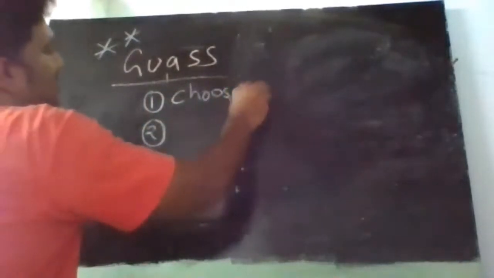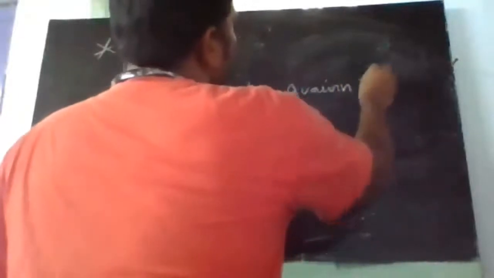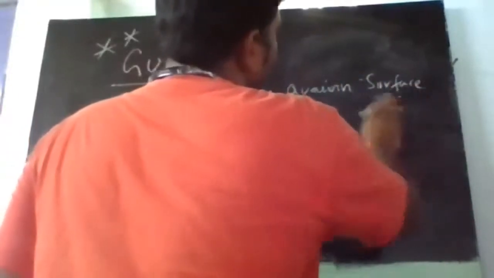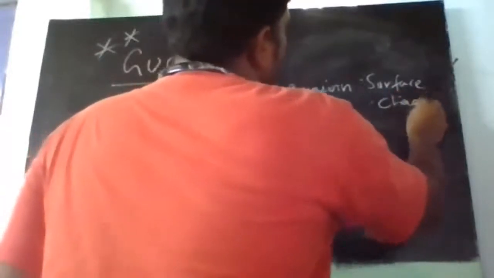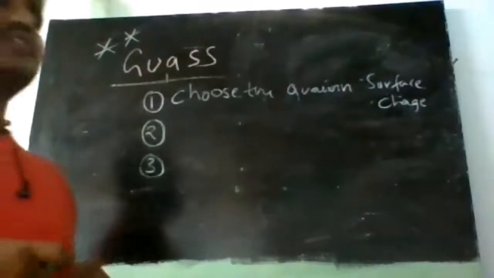The first step is we have to choose the Gaussian surface, as per the structure of the charge particle. You don't know what exactly the charge is, but there will be some structure of the charge.